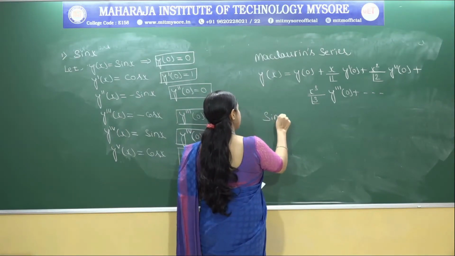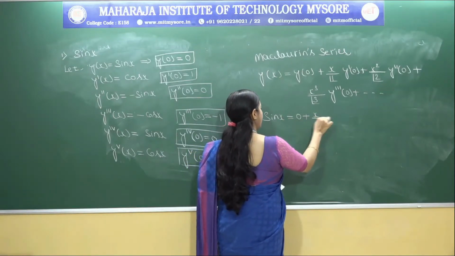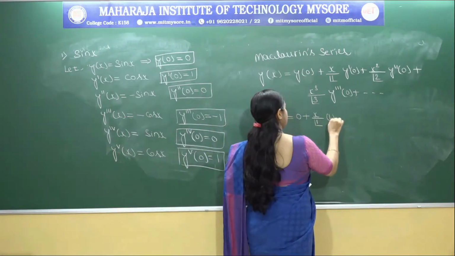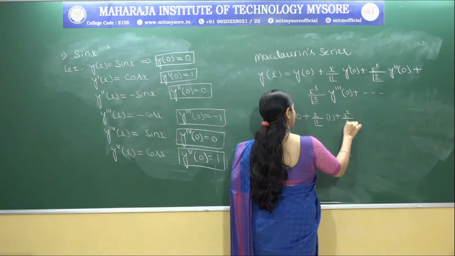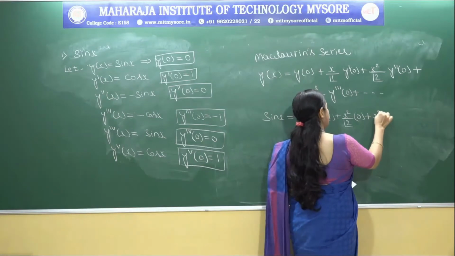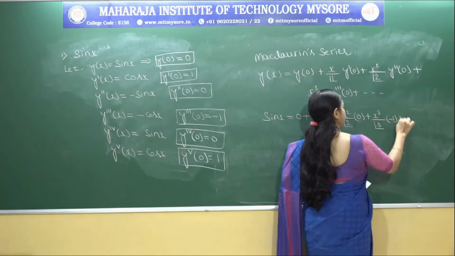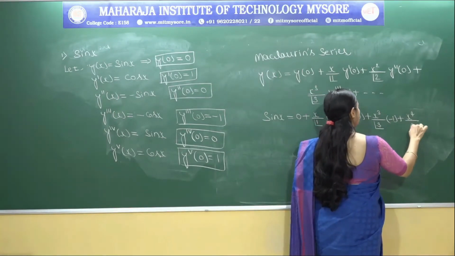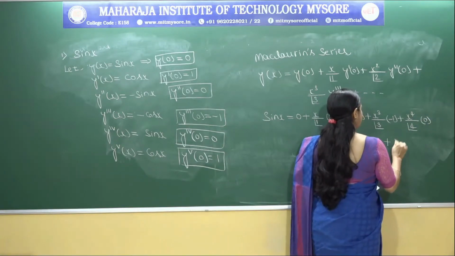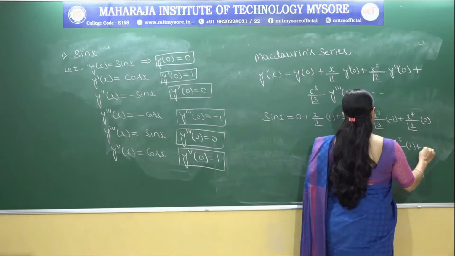The y of x is sin x. The first, y of 0 is 0, x by 1 factorial. Next, y dash of 0 you have 1, x square divided by 2 factorial. Y double dash is 0. The third term x cube divided by 3 factorial, the third derivative is minus 1. X power 4 divided by 4 factorial, the fourth derivative is 0. X power 5 divided by 5 factorial, the fifth derivative you have the plus 1.